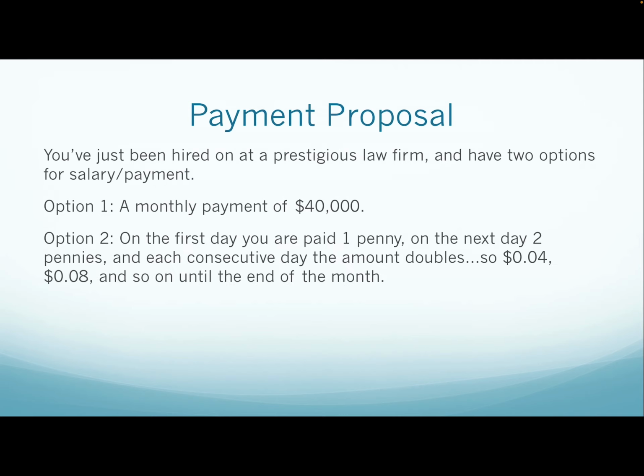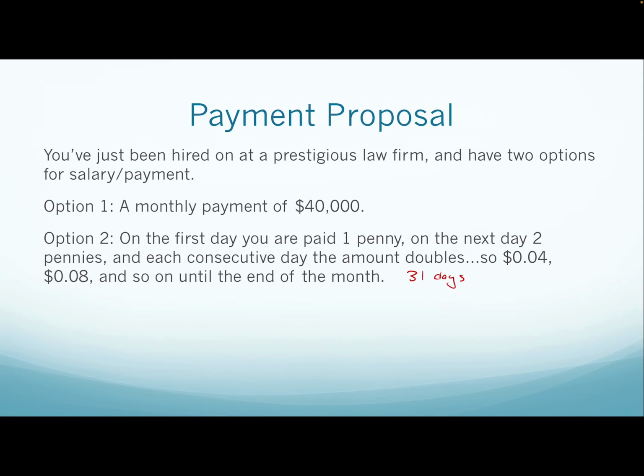Option two, this one's a little bit different. On the first day, you're paid 1 penny, and on the next day, you're paid 2 pennies, and each consecutive day, the amount doubles. So then 4 cents, 8 cents, 16 cents, until the end of the month. Let's say it's a nice juicy month of 31 days.